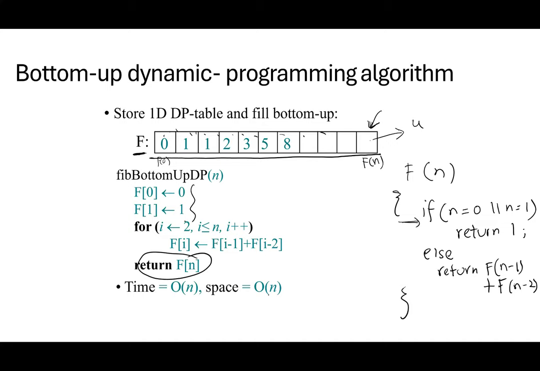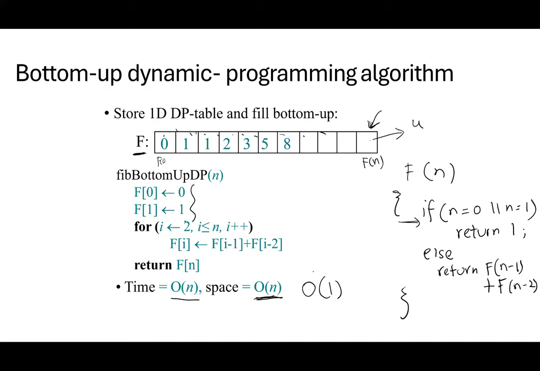So this space complexity is order of n. And how many times are we running this for loop? Well, n times or n minus 1 times, but it's still order of n. So we can actually reduce this space complexity to order of 1.